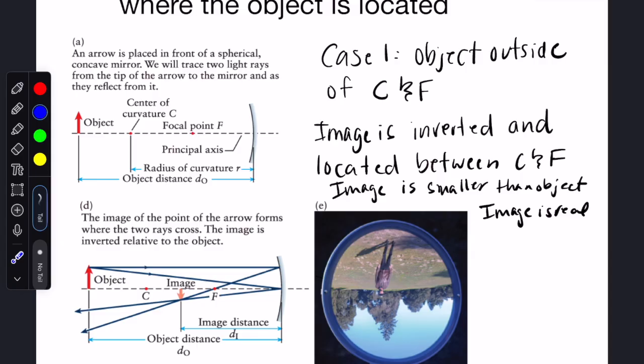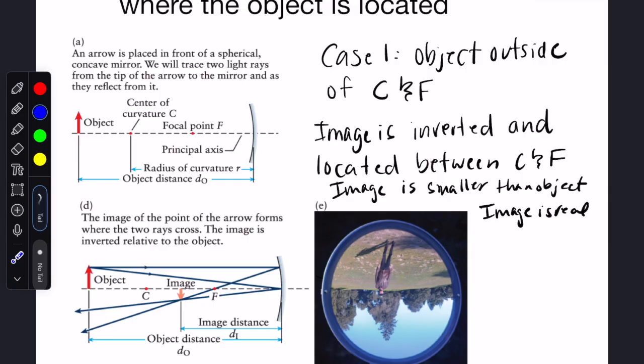Okay, so the image produced by an object located here is going to be inverted. It's going to be located between the radius of curvature and the focal point, and it's going to be smaller than the object. And the image is going to be real. Okay, so these are the qualities of the image produced by an object being placed outside of the radius of curvature and focal point. Okay, so that's case number one.